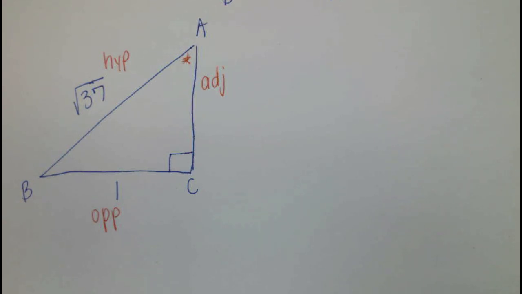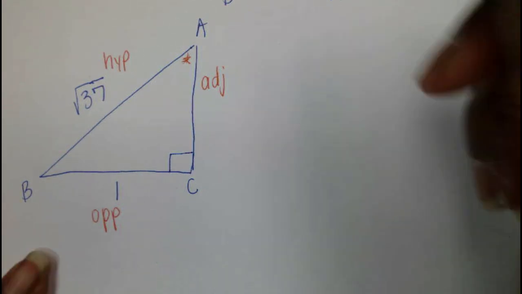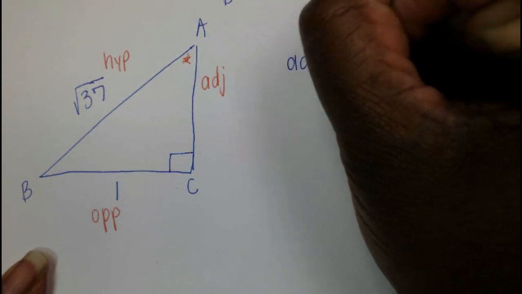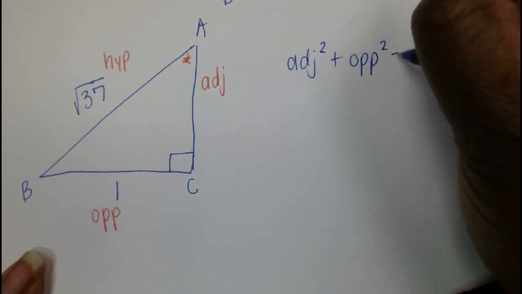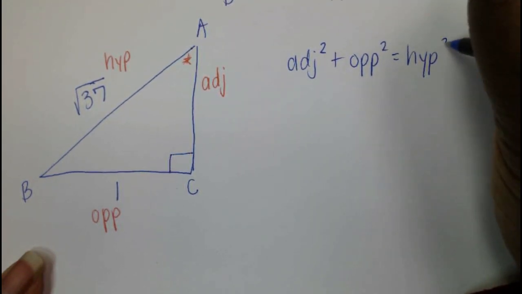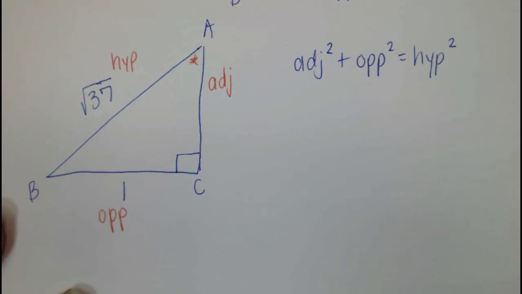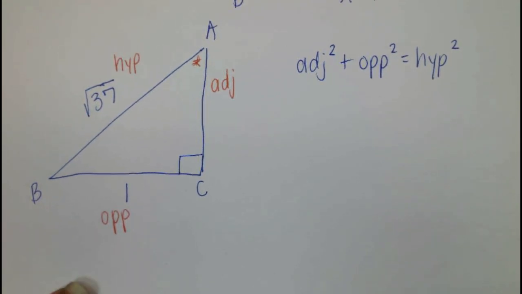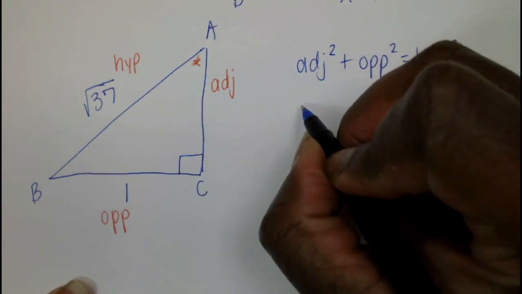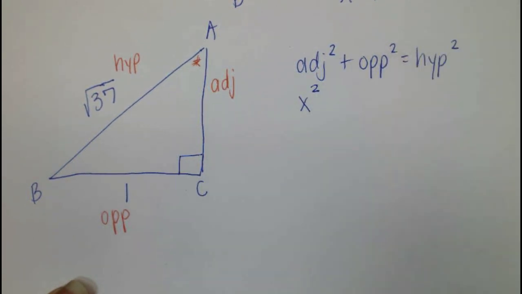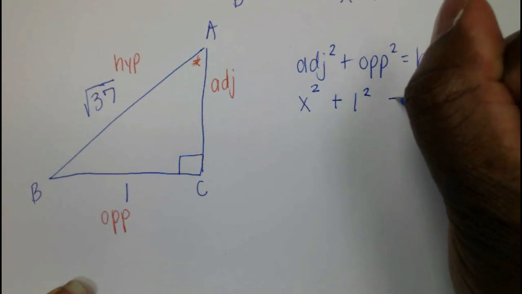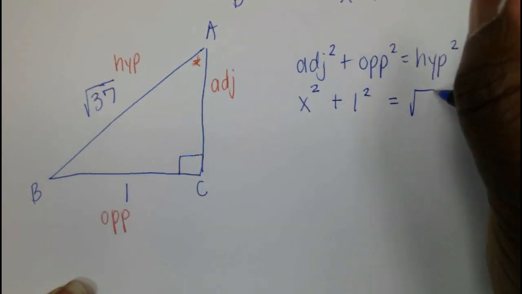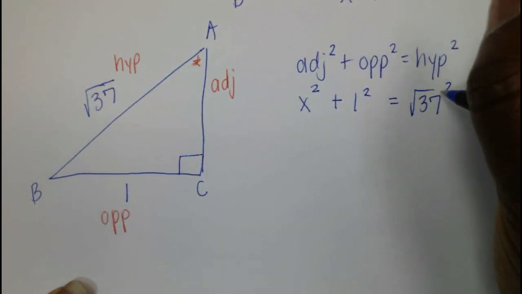So my A squared plus B squared equals C squared. Or for this course, we're going to use adjacent squared plus opposite squared equals hypotenuse squared. Again, I don't know what adjacent is. I'm going to put x squared. You can leave adjacent squared in there. I want to put a letter in there to make it easy. Opposite squared is 1 squared equals the square root of 37, excuse me, squared.